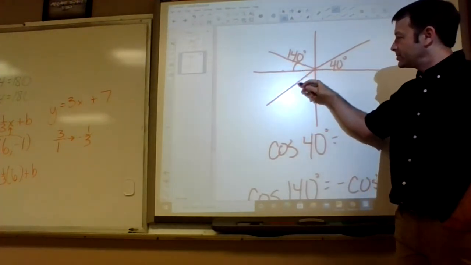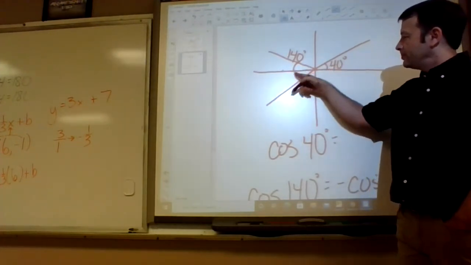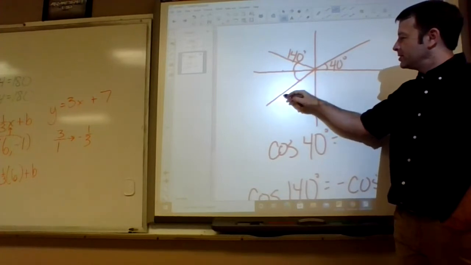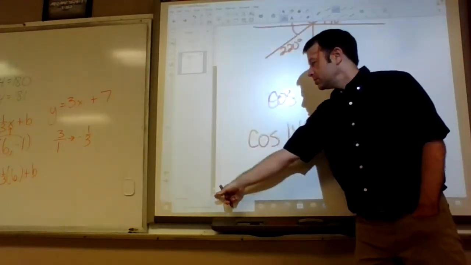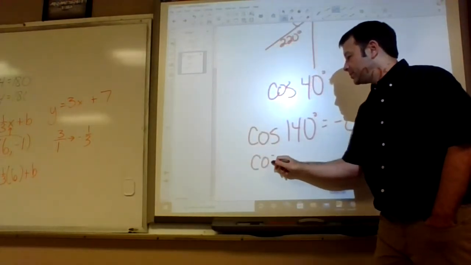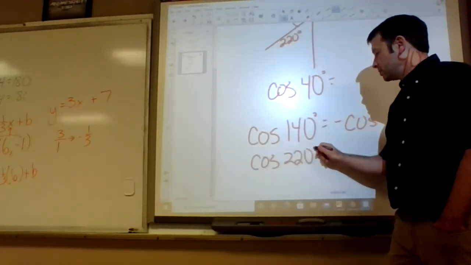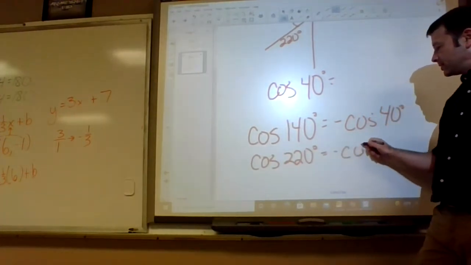40 past 180 would be 220. So I could say cosine of 220 is also equal to negative cosine of 40.